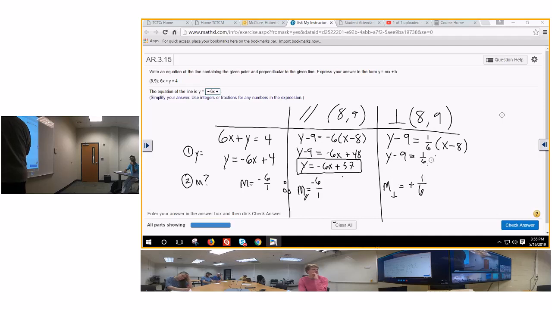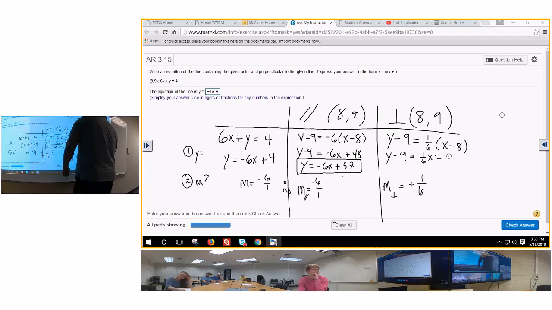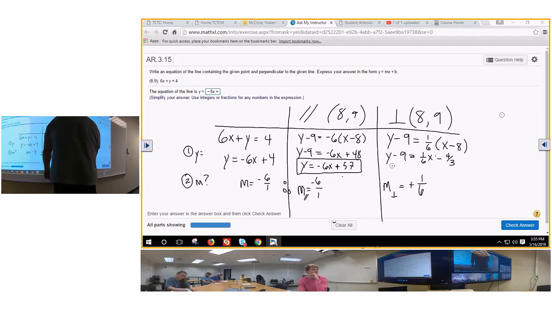Oh crap, we might as well stop on this one. Why are we going to stop? Fraction. A fraction. We can't do fractions.